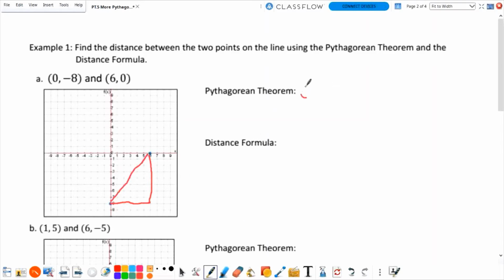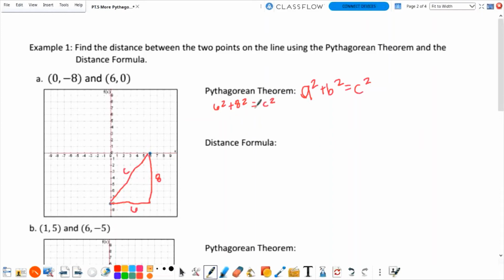Okay, so we know that the Pythagorean theorem is a squared plus b squared equals c squared. So then we're going to plug that in. So if our x value is 6, then we know that our value down here is 6. And the same thing, if we know that we've gone down 8, our value for this side is 8. And so we're trying to figure out what c is. So we're going to have 6 squared plus 8 squared equals c squared.